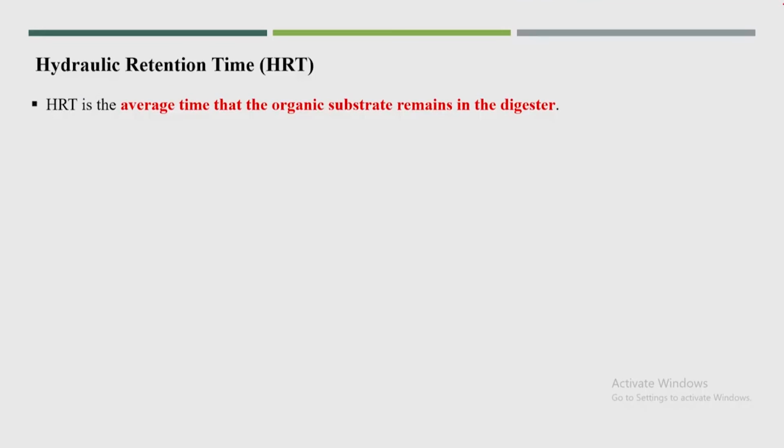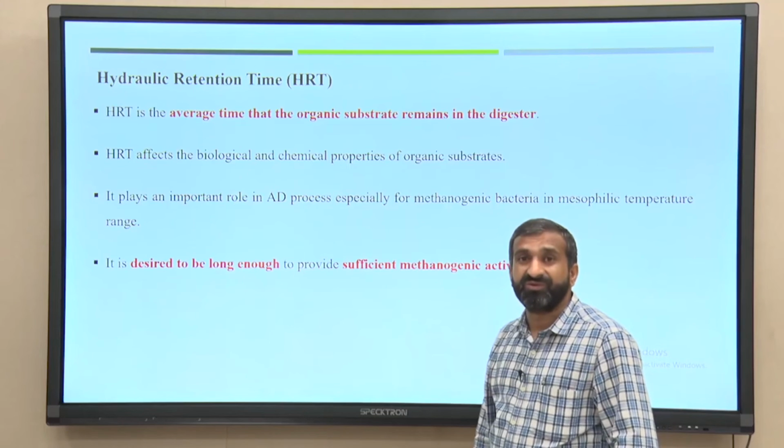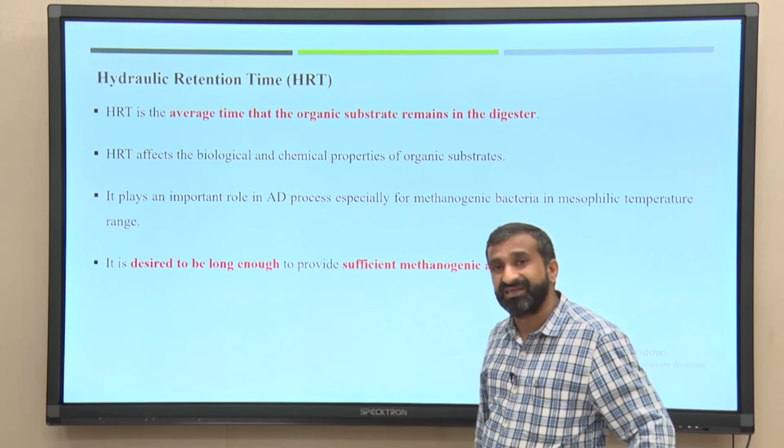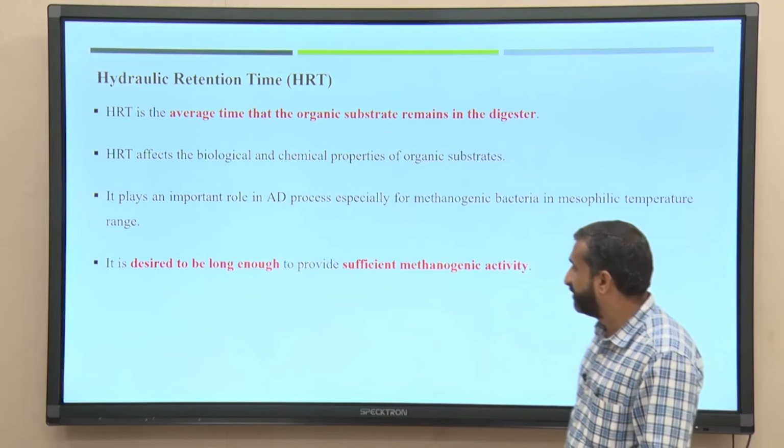So, HRT is the average time that the organic substance remains in the digester. HRT affects the biological and chemical property of organic substrate. It plays an important role, especially for methanogenic bacteria in the mesophilic range. It is desired to be long enough to provide sufficient methanogenic activity. But this is another problem. If you have a long or large HRT, your reactor size requirement will be more.